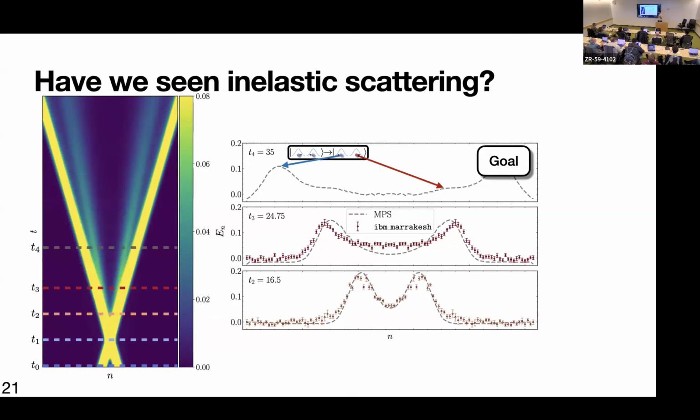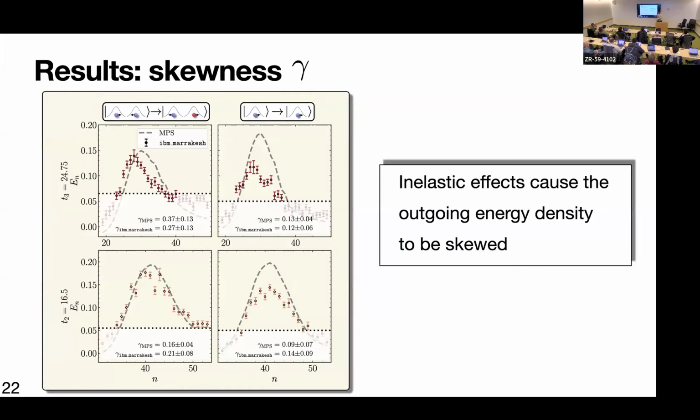So what we ideally want to do is get to an even later time where it's very obvious that we have this additional particle produced and we can see a clear bump in the energy density. But we can't do this because already at this earlier time, we were starting to get a lot of noise. So this was the furthest we could proceed in the simulation. So then have we actually seen any evidence of this inelastic scattering, even though we're not at this asymptotically late time? And we think that we actually have.